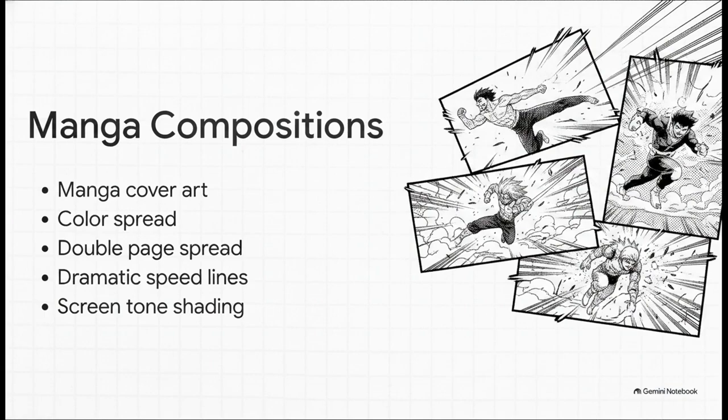Well, then your world building happens inside panels. The Promptomania guide actually suggests using highly specific panel terminology to force the AI to understand the layout you want. Use phrases like manga cover art, double-page spread, or dramatic speed lines combined with screen tone shading. Including these specific compositional terms and inking styles creates a much more professional, high-contrast manga quality.